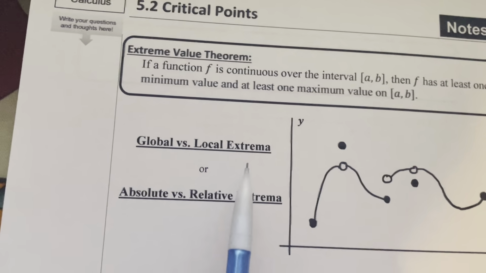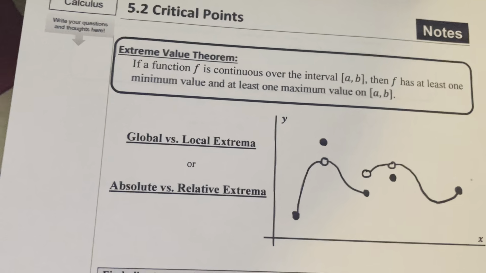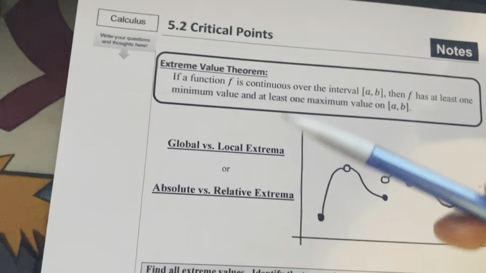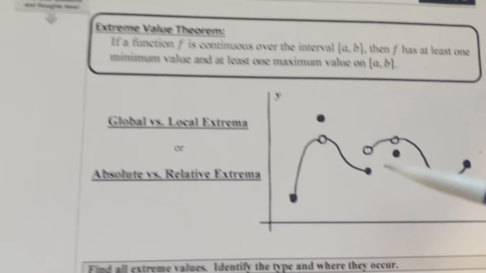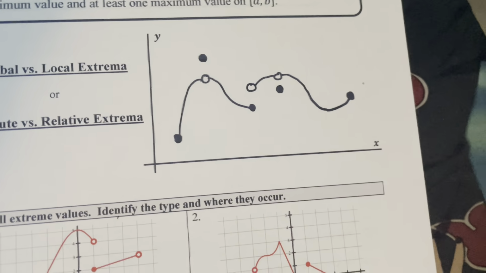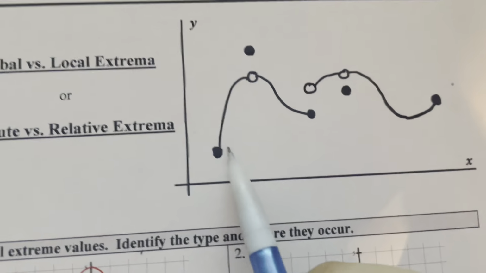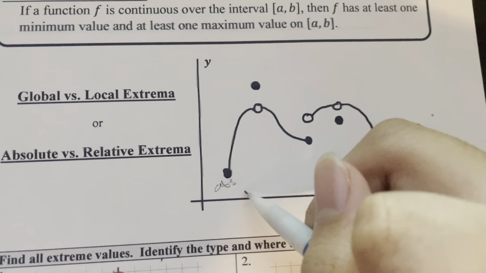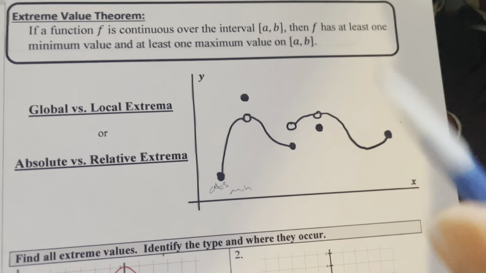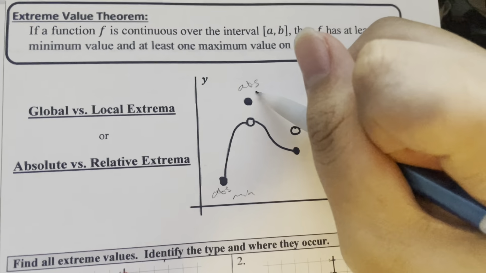First, global versus local extrema, or absolute versus relative extrema. Global is the same thing as absolute, and local is the same thing as relative. So over here, I'm going to label this. For this point, there's no point lower than it, so we know that this is the absolute min. For this point, there's no point higher than it, so we know that this is the absolute max.